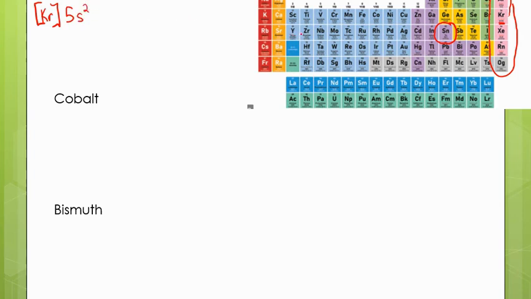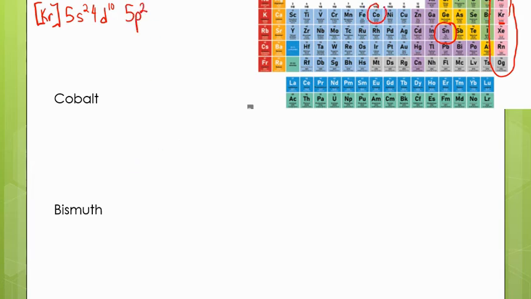Then I go here to yttrium. This is N minus 1, so this is going to be 4. I'm in my D block. I need all 10 electrons for that. And then I'm going to continue over to here. My N number is 5. I'm in the P block, but I only need 2 electrons. So 5p2, and we're done with that.